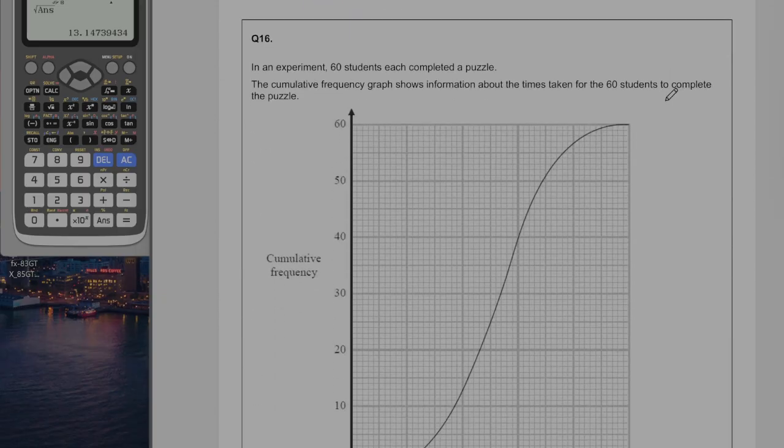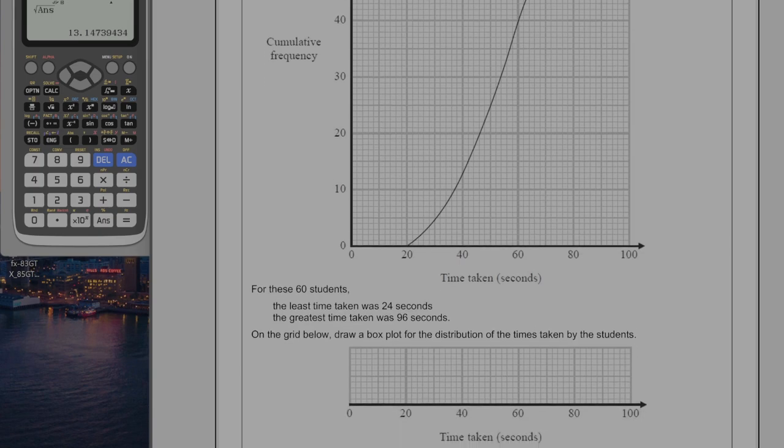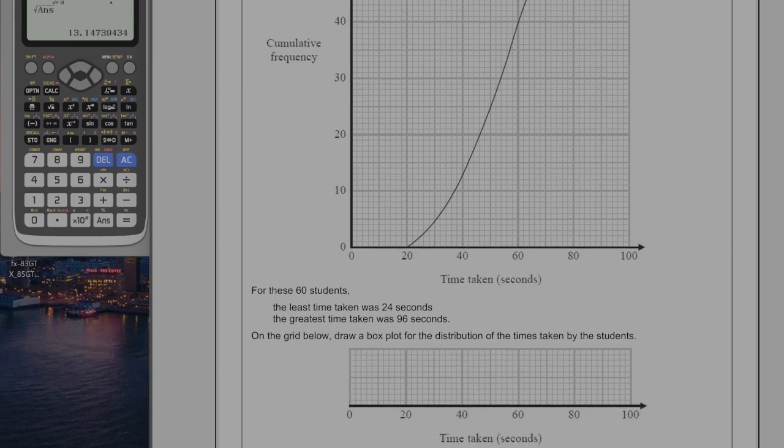Right, question 16. In an experiment, 60 students each complete a puzzle. The cumulative frequency graph shows information about the times taken for 60 students to complete the puzzle. Okay, for the 60 students, the least time taken was 24 seconds. The greatest time was 96 seconds. On the grid below, draw a box plot for the distribution of the times taken by the students.